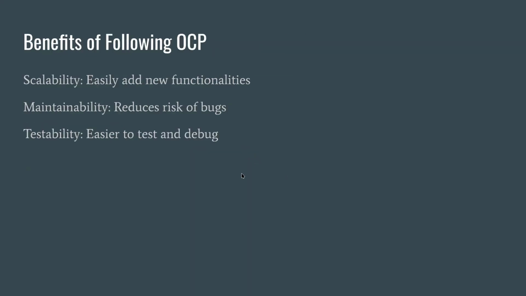So adhering to the open-close principle is really important because it brings several benefits. First, it enhances the scalability of your software. So you can add new functionalities easily without modifying existing code. Second, it improves maintainability by reducing the risk of introducing bugs when making changes. Since existing code remains untouched, the chances of accidentally breaking code are minimized.